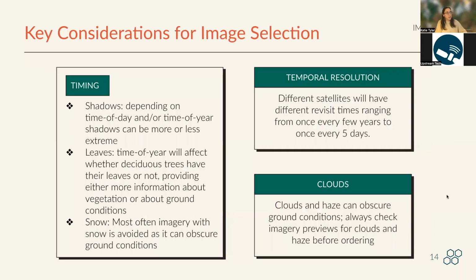And then the last consideration here is clouds. Clouds are often something we have to deal with in remote sensing. Of course, they are between satellites and the Earth. So just always be mindful that clouds and haze might show up in imagery. And if you're ordering imagery through Lens, you want to just double check those previews and make sure that image is cloud-free.